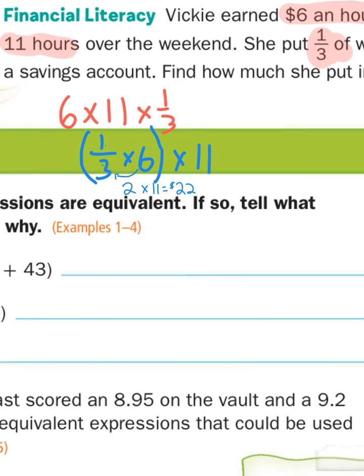Now, why is it easier to do that? Because doing 1/3 times 11 is going to get you a nasty number. And that number times 6 is nasty. You'll still get 22, but the properties allow you to rearrange these numbers so that you can do it mentally.